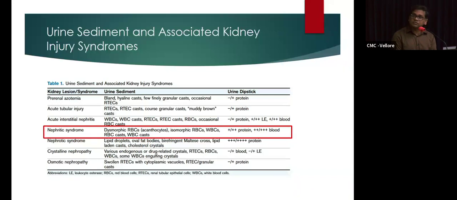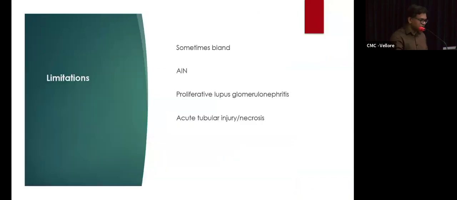In nephrotic syndromes, because of the proteinuria, you will see fat droplets. And if you know the Maltese cross in dark field microscopy, in nephrotic syndrome you will be able to see the Maltese cross. And in osmotic nephropathy also, there are tubular cells. But there are limitations to this analysis. Sometimes it may be bland in acute interstitial nephritis. Even in proliferative GN, it might be bland. And in acute tubular necrosis or injury, it might be bland.